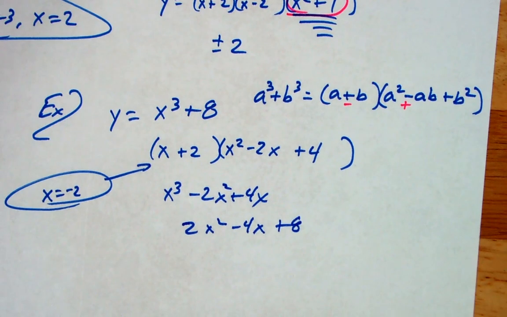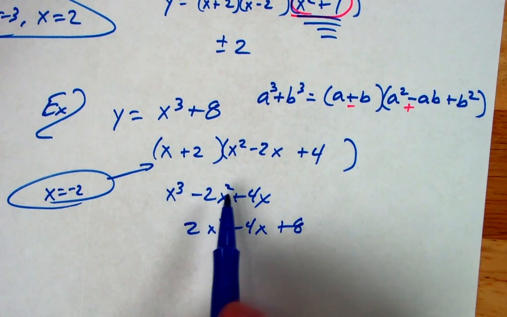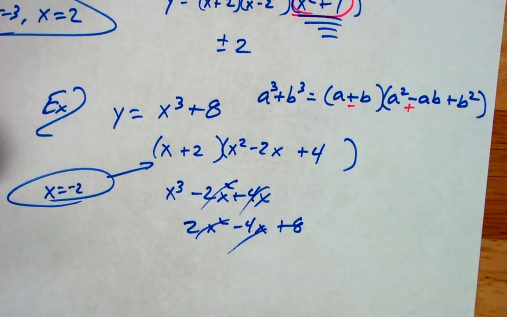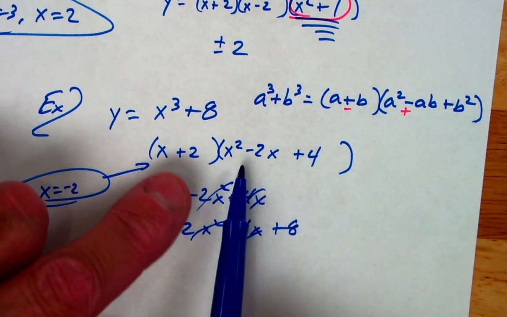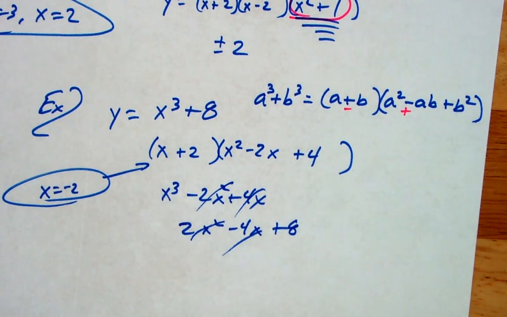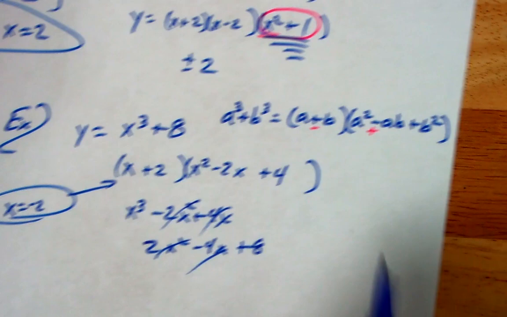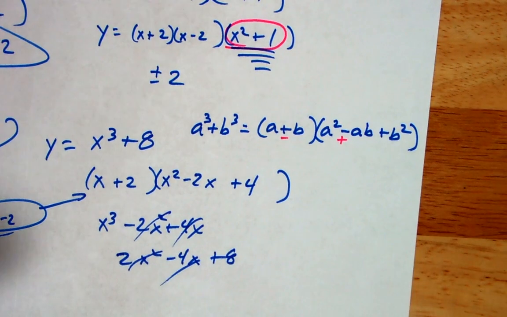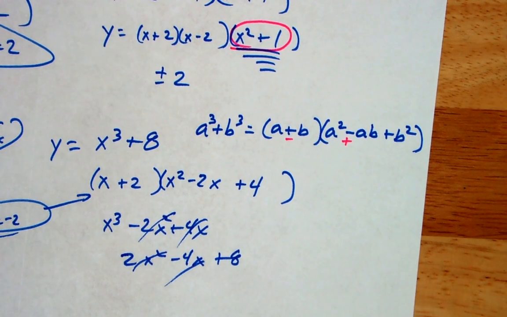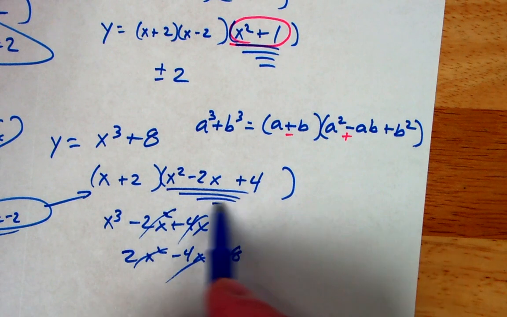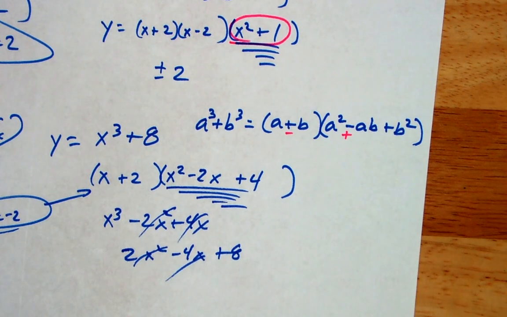what happens? Most of it cancels. Why does it cancel? Because we've got a negative and a positive here, and it's set up just the right way. So my final answer on this one is just x equals negative 2. Okay. There will never be any solutions from this. It's always going to give you imaginaries.